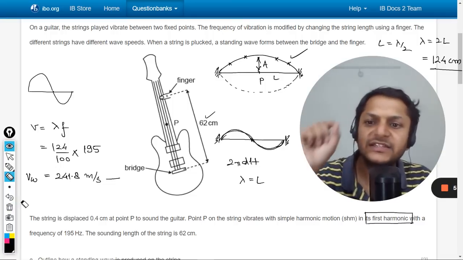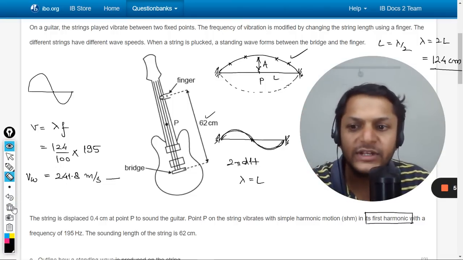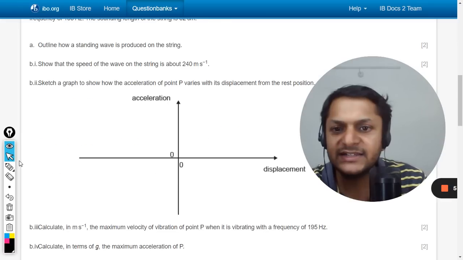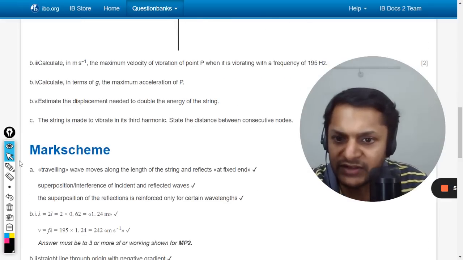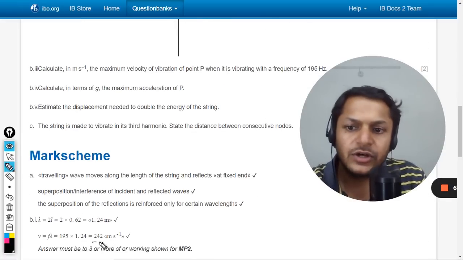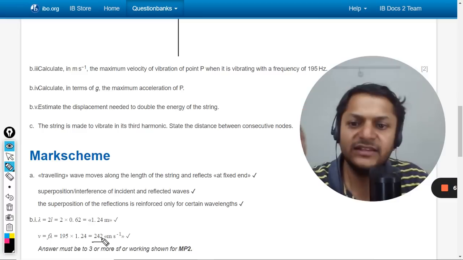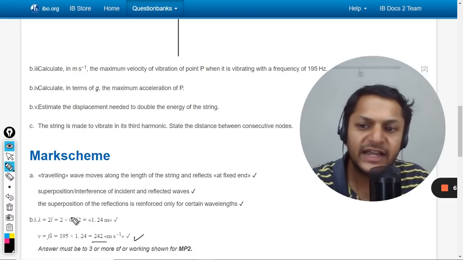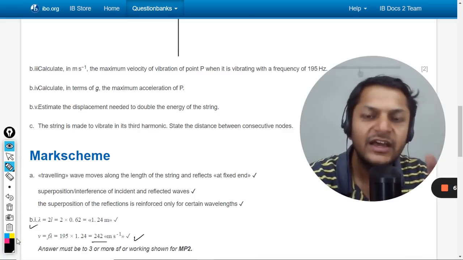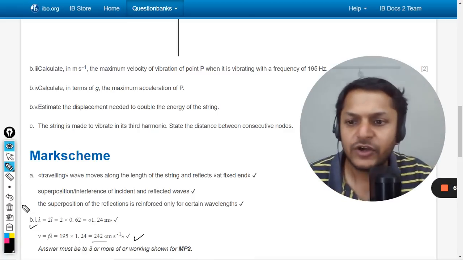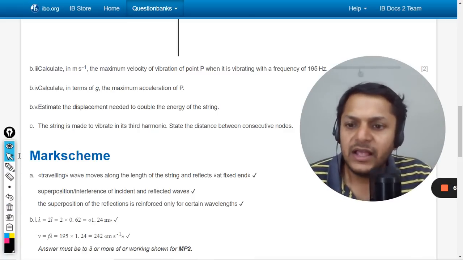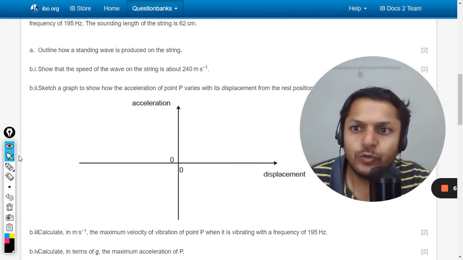Yes, the answer is 241.8. This is how we do it, and let us see what is the answer in the mark scheme. Are they having the same answer? Yes. So instead of 241.8, they have given 242 meter per second. Clearly, they have also found the wavelength, and they have done the same thing that I have told you to do. So this was B1, and let us go to B2 now.